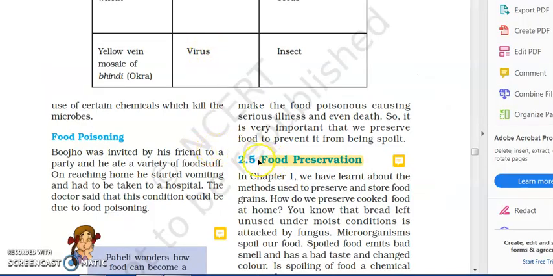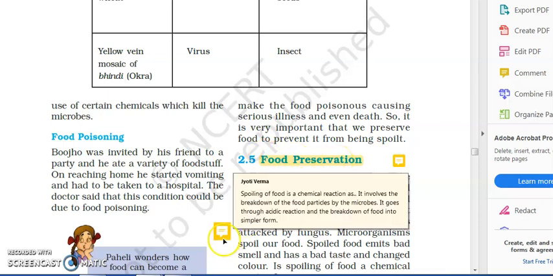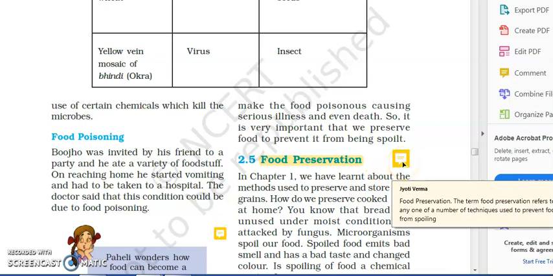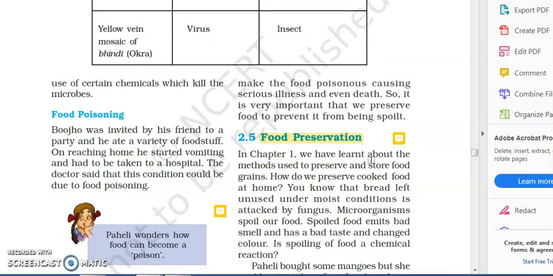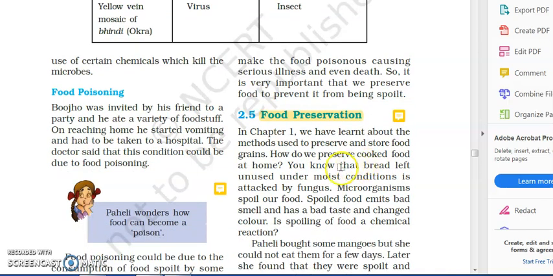Now, the first topic for today is food preservation. What is food preservation? Food preservation is just a technique which we use to prevent food from spoiling. For this technique, we can use different methods like freezing, heating, pasteurization and certain chemicals. We can use these to preserve the food from microorganisms.